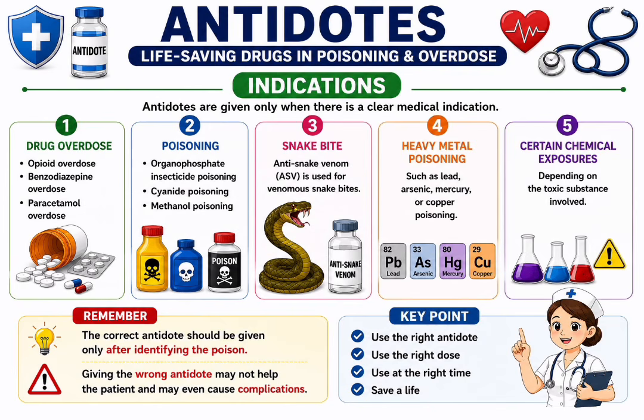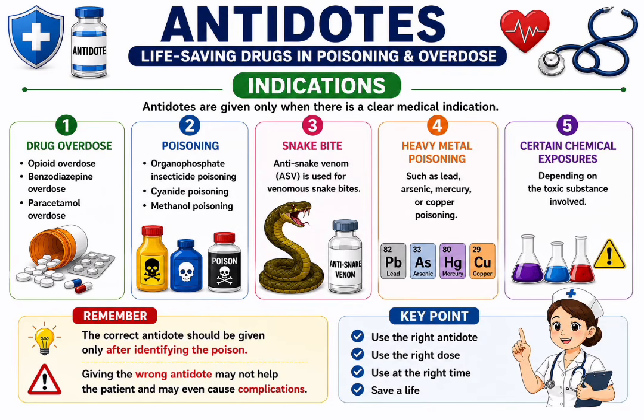Third, snake bite. Anti-snake venom is the antidote used for venomous snake bites. Fourth, heavy metal poisoning. Antidotes are used in poisoning caused by heavy metals such as lead, arsenic, mercury, copper. Fifth, certain chemical exposures. Some toxic chemicals also have specific antidotes depending on the substance involved.